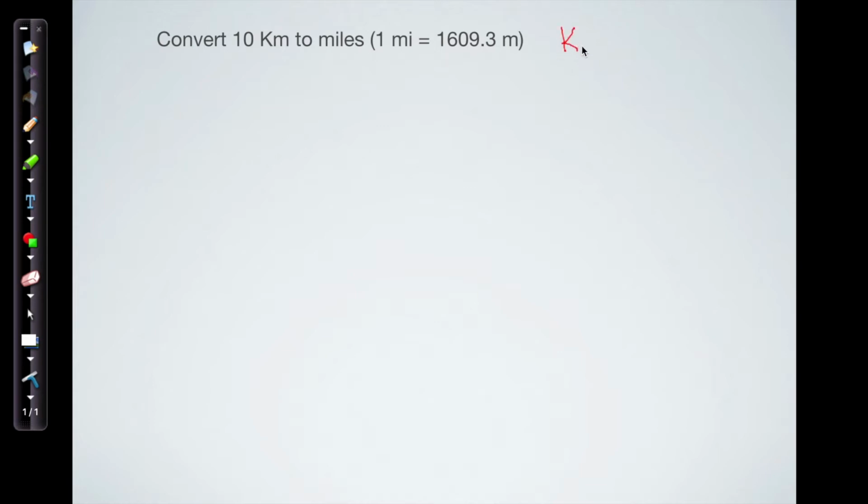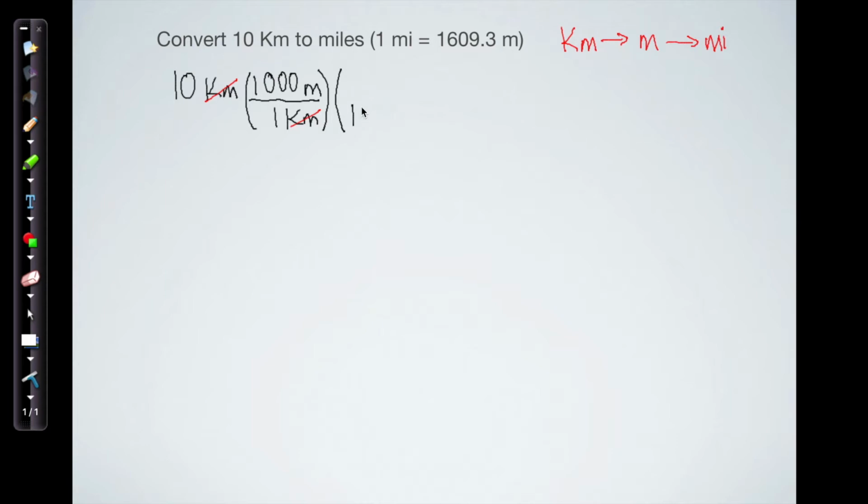Now our pathway through this conversion is going to be to take kilometers and first convert it into the metric unit meters, and then use this information that we have that 1 mile is 1,609 meters. So we'll start with 10 kilometers, and we'll convert that using our metric conversions to meters. I would just like to start with a big empty parenthesis, and I'm going to convert kilometers into meters, and I know that there's 1,000 meters per kilometer.